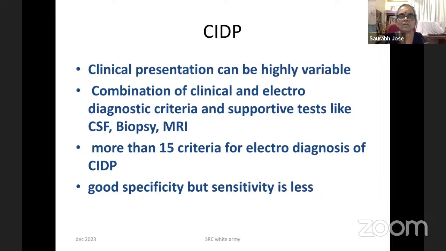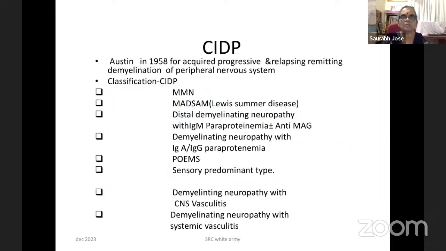Then what is chronic inflammatory demyelinating neuropathy? Clinical presentation can be highly variable. It requires a combination of clinical and electrophysiological diagnostic criteria and supportive tests like CSF, biopsy, and MRI. More than 15 criteria are there because each one has variable sensitivity and specificity. Still, we use the American Academy of Neurology criteria, the Austin criteria.